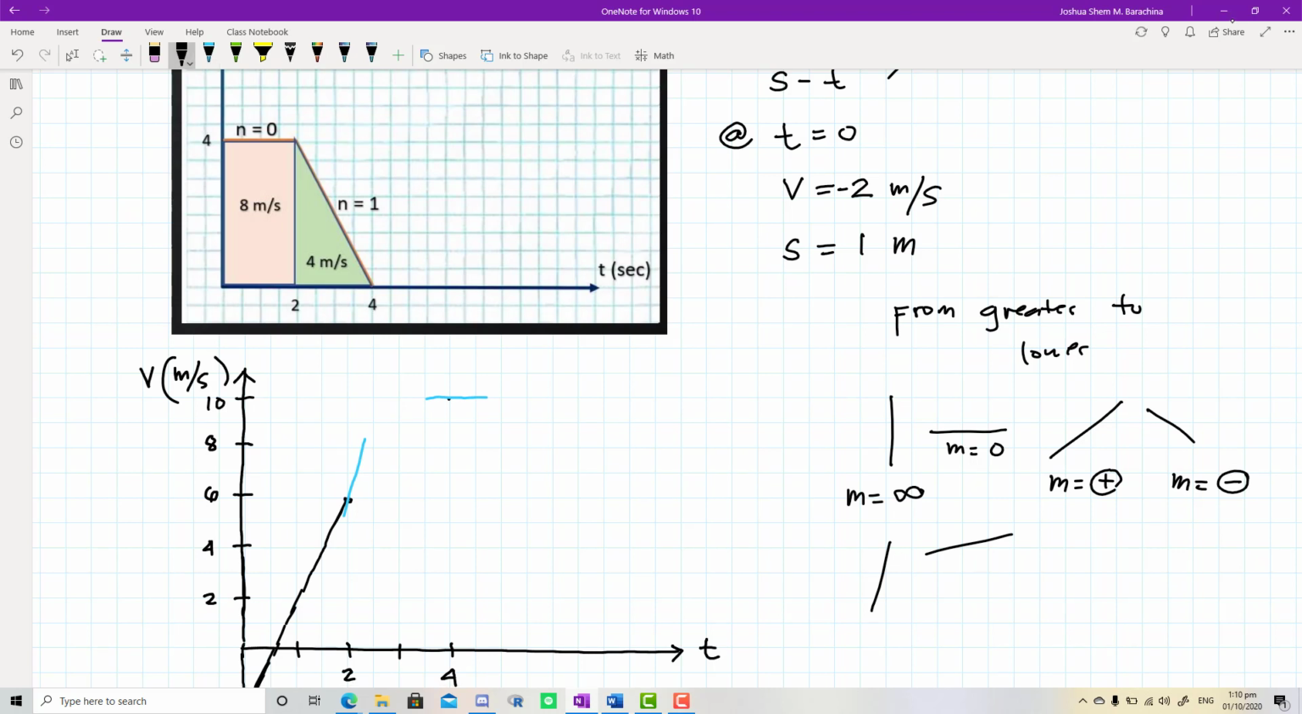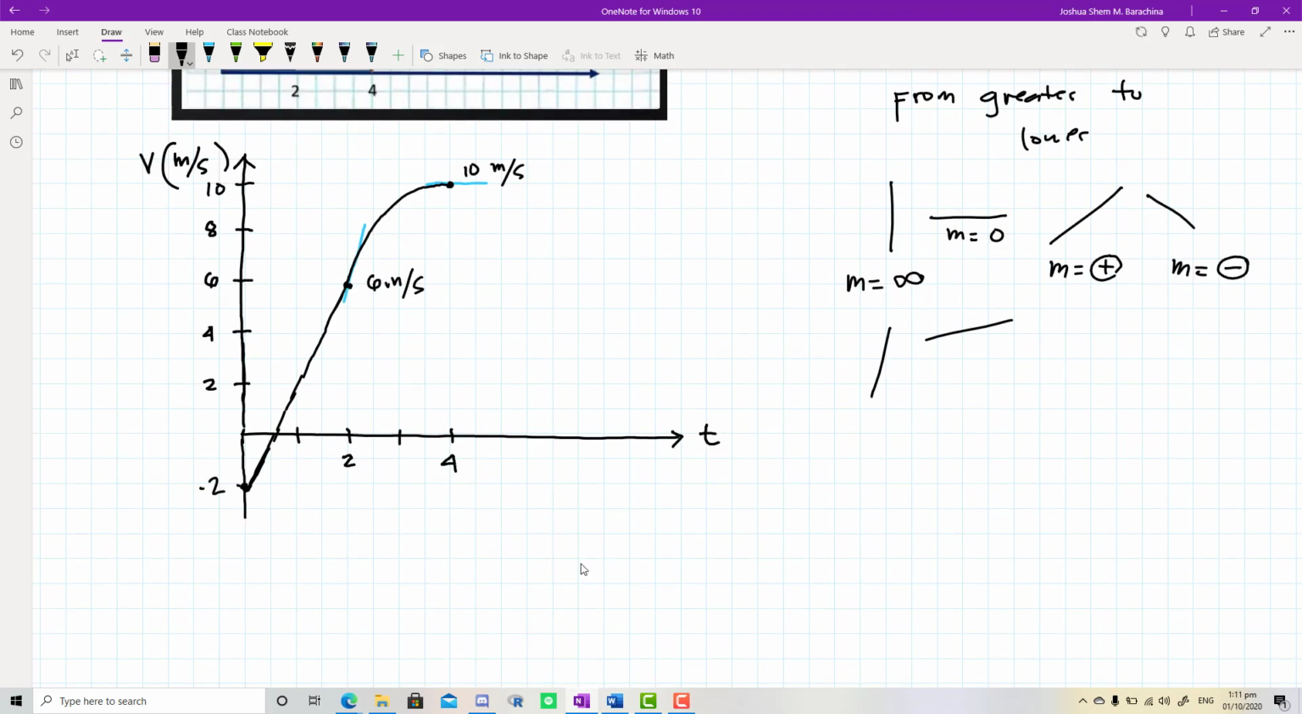Okay, so ibig sabihin, the curve will follow those tangent lines. And it will look like this. That is your endpoint. Ang height niya ay 10 meter per second. Meanwhile here, ang height niya ay 6 meters per second. Okay? I hope that's clear.